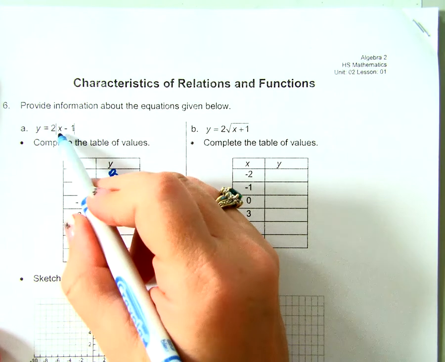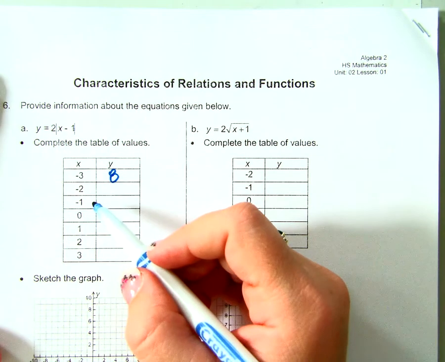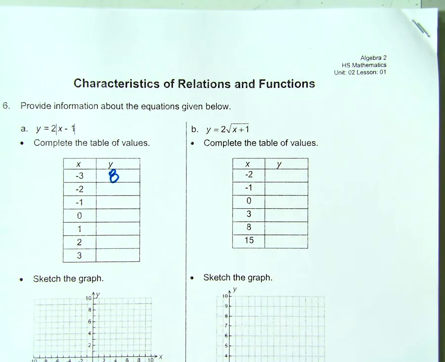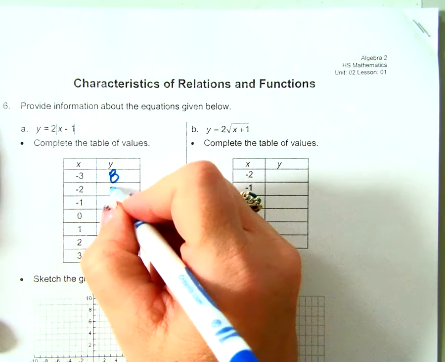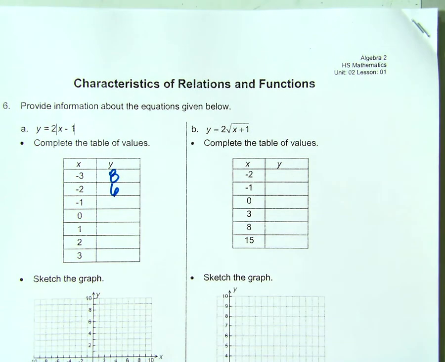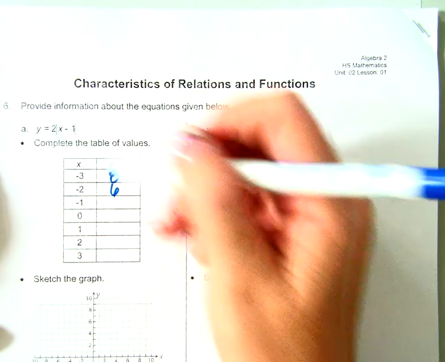What is negative 2 minus 1? Negative 3. What is the distance from 0 of negative 3? 3 times 2. 6. What's negative 1 minus 1? Negative 2. What's the absolute value of negative 2? The distance from 0. 2 times 2? 4.